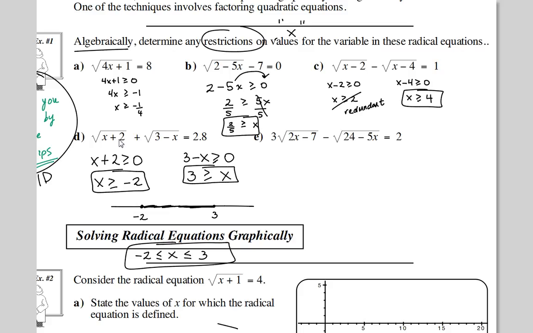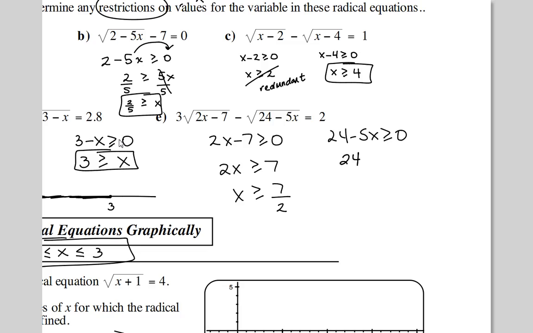So we've got one more try here. 2x minus 7 is greater or equal to 0, and 24 minus 5x is greater or equal to 0. Get 2x greater or equal to 7, x greater or equal to 7 halves. So you're going to be bigger than or equal to 3.5.